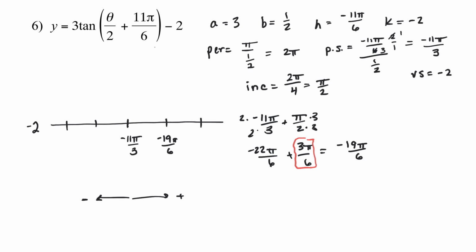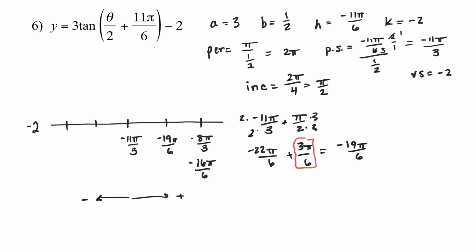So if we work that out, you're going to get negative 19 plus 3. That's going to give you negative 16 pi over 6. But that's going to reduce. You can cut that in half. They both have a factor of 2, so negative 8 pi over 3.